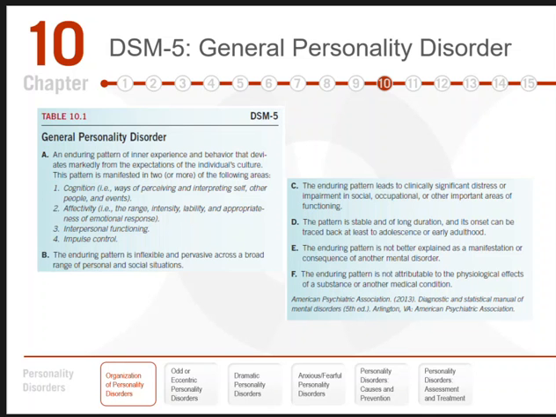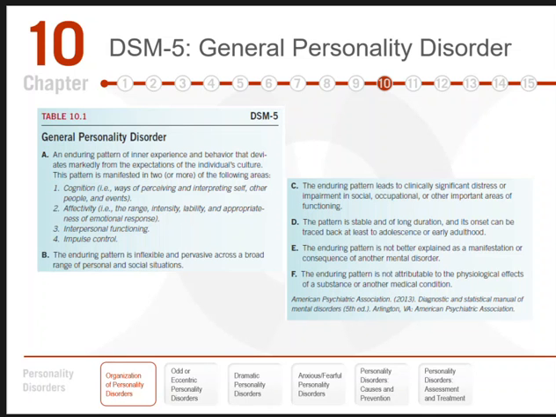Interpersonal functioning has been affected. They're not able to function in our culture to the degree that they can take care of themselves or others. And then impulse control, issues with impulse. So it could be any two of those. And the enduring pattern is inflexible. And this is the thing about it.